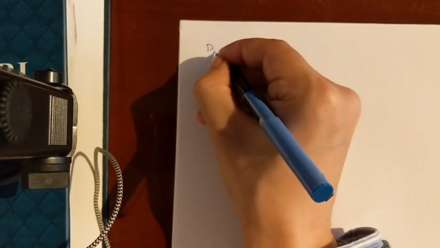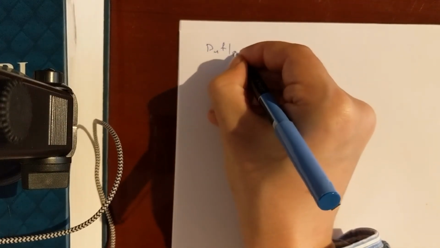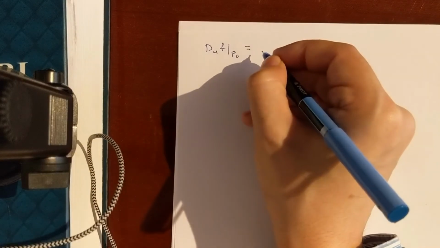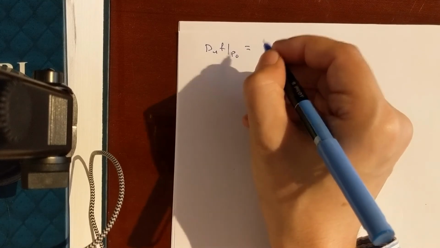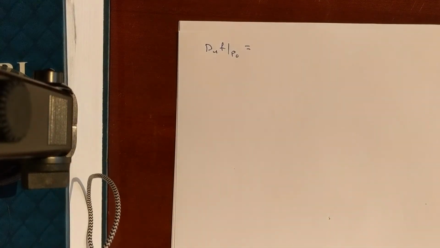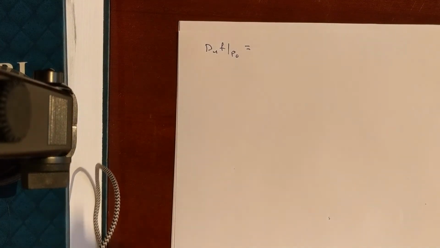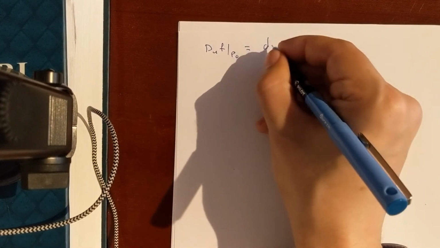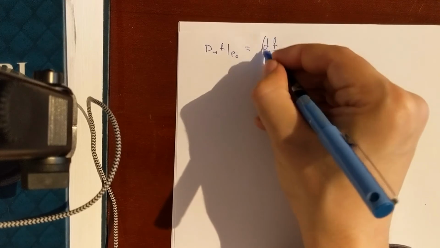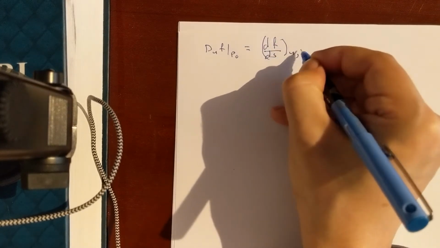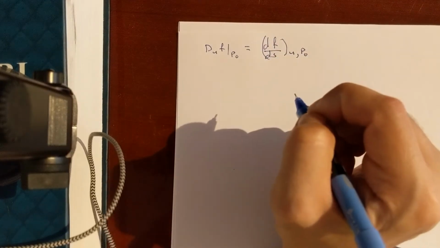So we were talking about D_u of f evaluated at p naught. But now let me write it using the other notation that we learned about, which is df/ds, the arc length parameter. The vector is u, and the point is p naught.